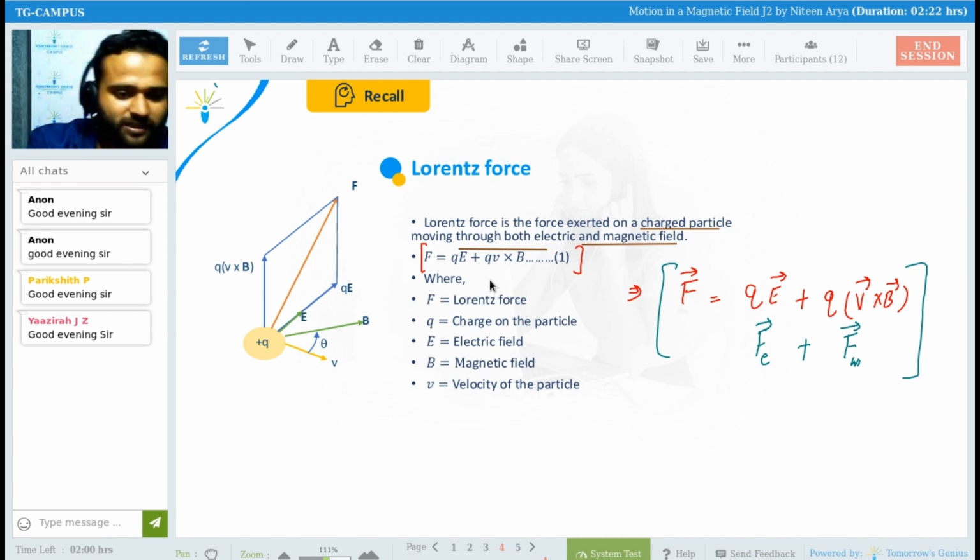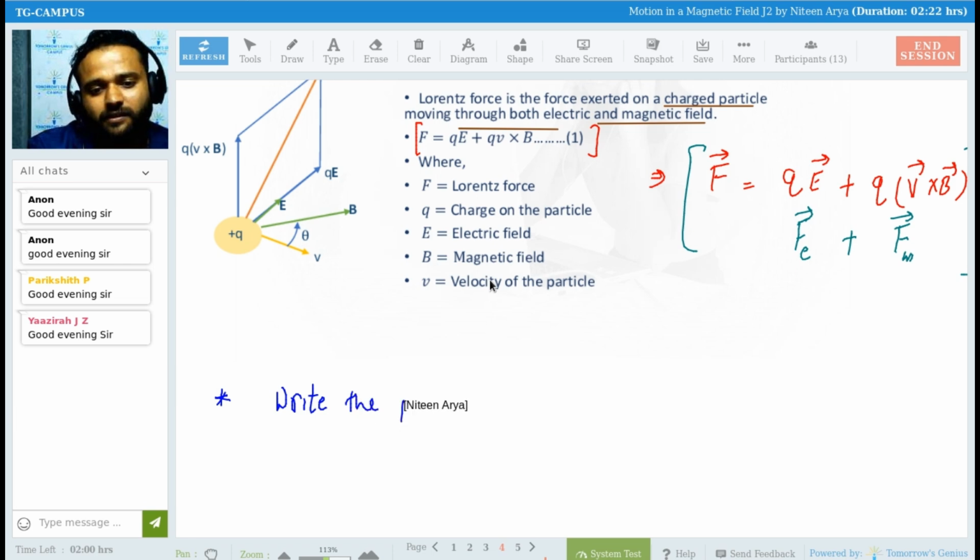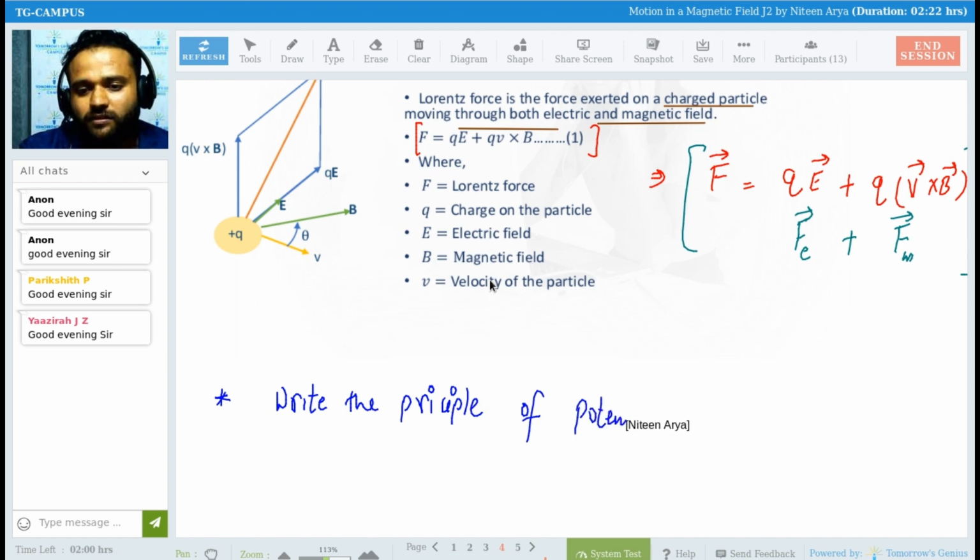So suppose you are a teacher, think in this way. If you are a teacher and you give me a question, write the principle. Let's discuss this question. Write the principle of potentiometer, right? You remember that question. Write the principle of potentiometer and give its mathematical form.